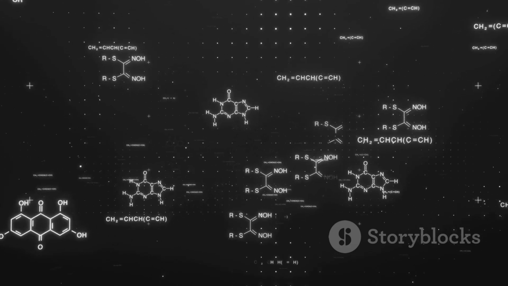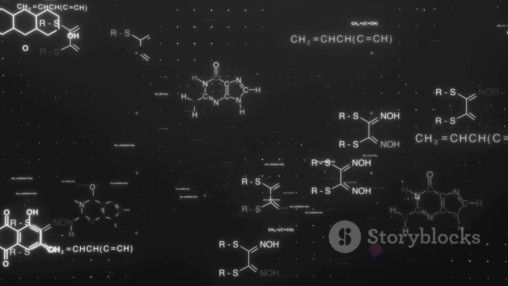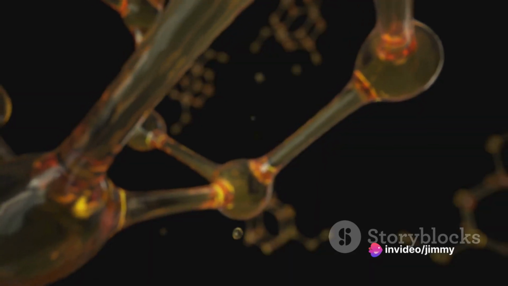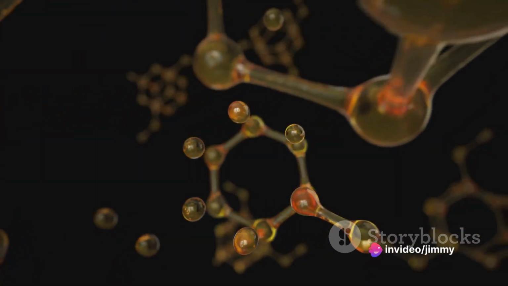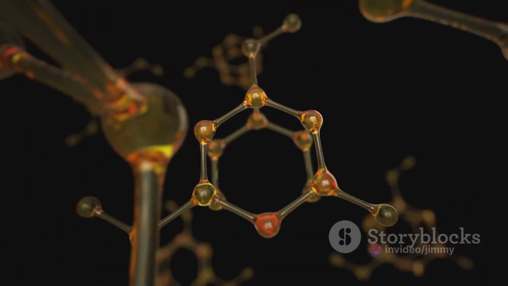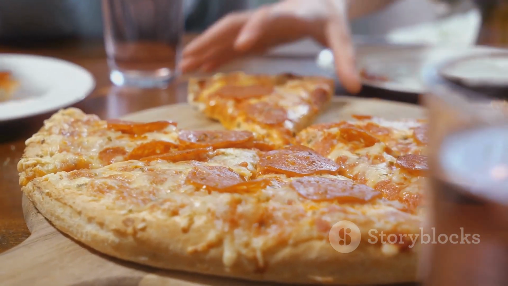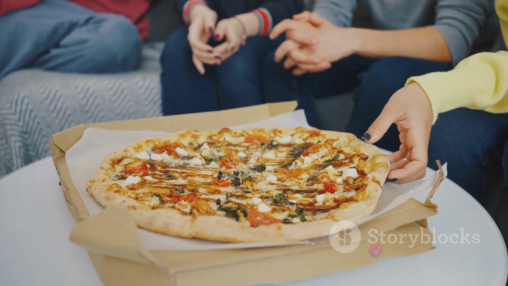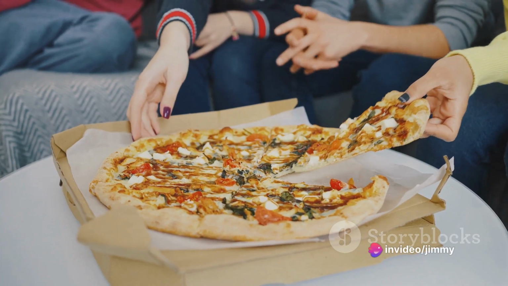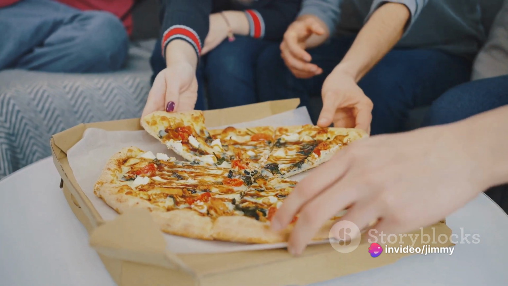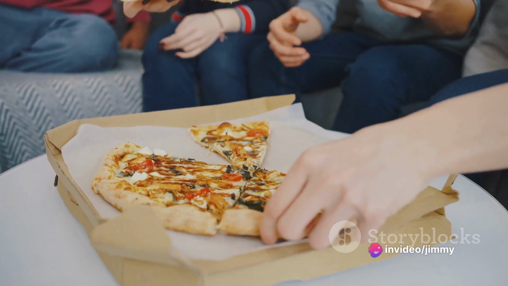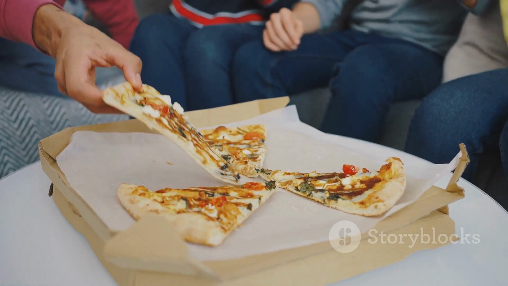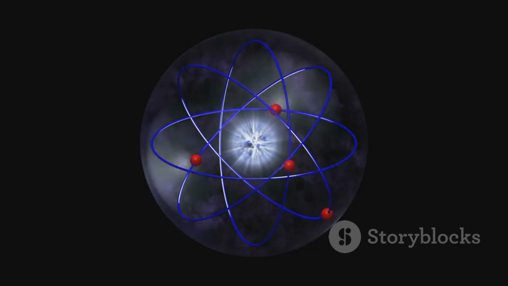Now imagine you're at a party and there's only one slice of pizza left. You could fight over it, or you could do the noble thing and share it. That's what atoms do when they form covalent bonds. They share electrons. How polite. Covalent bonds occur between two non-metal atoms which have similar electronegativities. These atoms share one or more pairs of electrons to achieve a full outer shell, or what we call a stable electron configuration. It's like they're saying, hey, we both need something. Let's share and make both our lives easier.